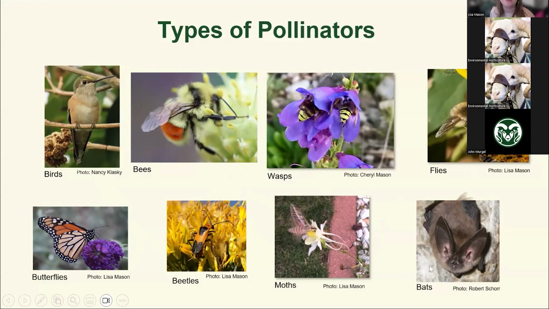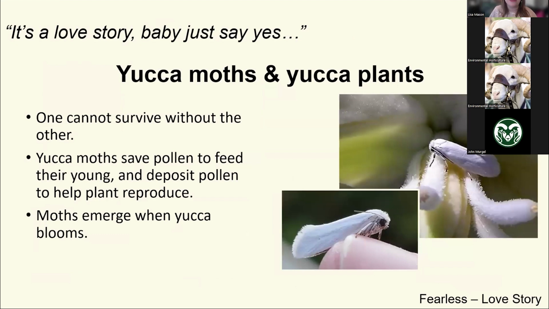And bats. Bats are also pollinators. Here in Colorado, they primarily feed on insects, but if you go a little bit further south and you appreciate a good margarita, bats pollinate the agave plant, which is how we get tequila. So wide diversity of pollinators in our world.